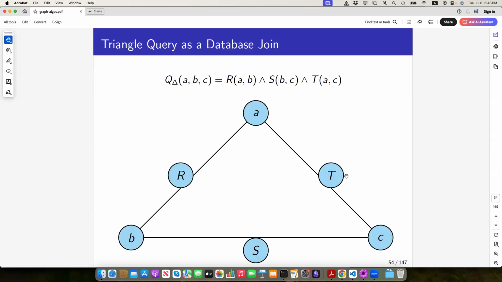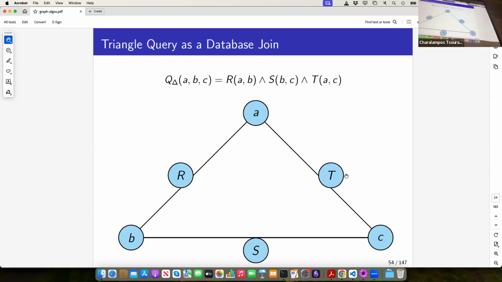So the triangle query in general in a database system is, let's say you have 3 tables, R, S, and T, where R has attributes A, B, table S has attributes B and C, and T has attributes A and C. I want to find all tuples A, B, C such that A, B appears in this relation, B, C appears in table S, and A, C appears in table T. This is a triangle query. Is this clear? Okay.